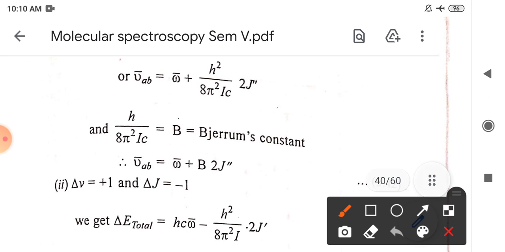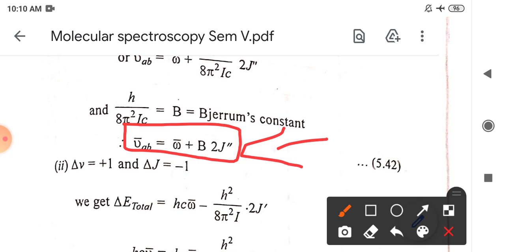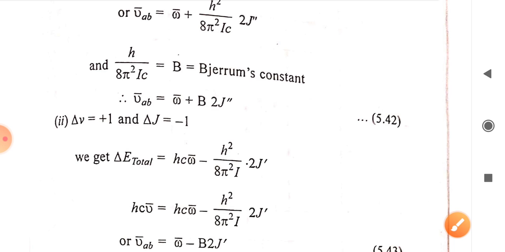Therefore we know that this h/(8π²Ic) is the rotational constant, B. So simply substitute that value. Finally we get, for ΔJ equals plus 1 and Δv equals plus 1, the energy absorbed will be ω̄ plus 2BJ'. So the energy will increase with increasing rotational quantum number. It is depending upon the rotational quantum number.